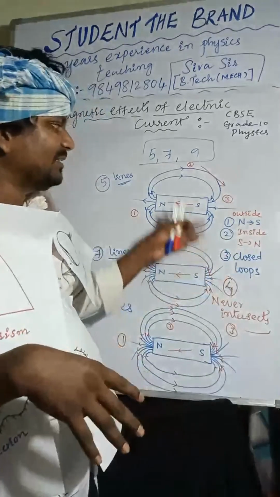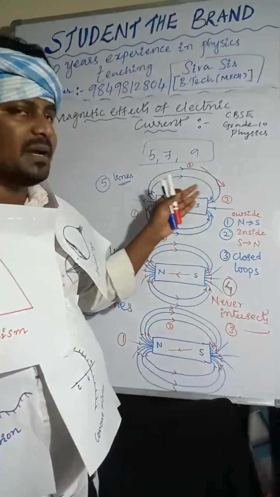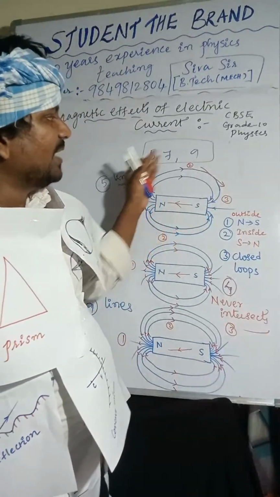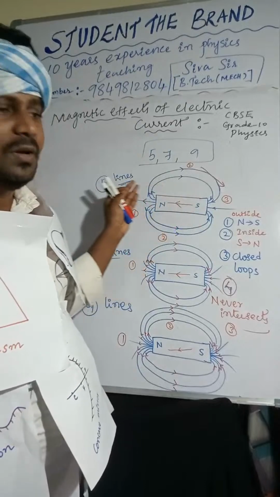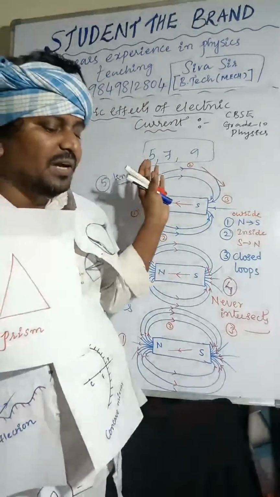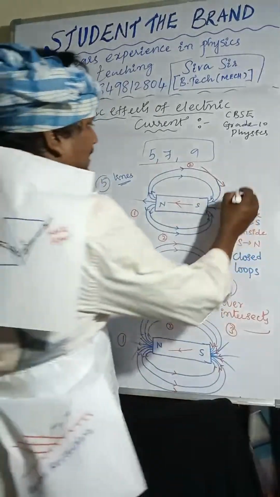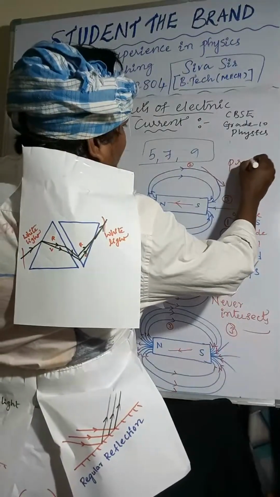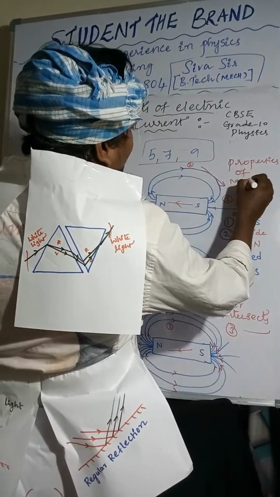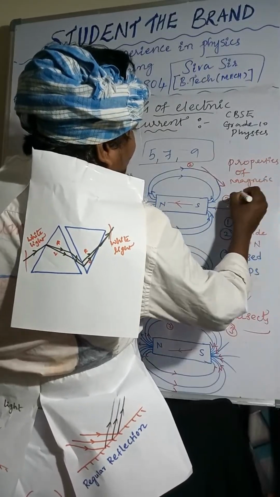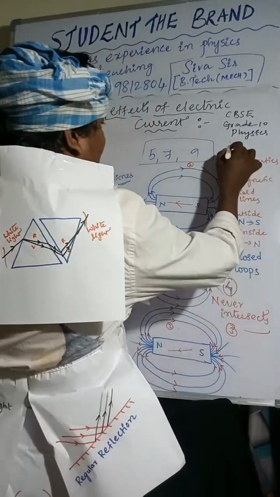So you can see, outside of the bar magnet the magnetic field is north to south, and inside of the bar magnet the magnetic field is south to north. And these magnetic field lines are closed loops. This is a very, very important 3 marks question. The properties of magnetic field lines will come for 3 marks.